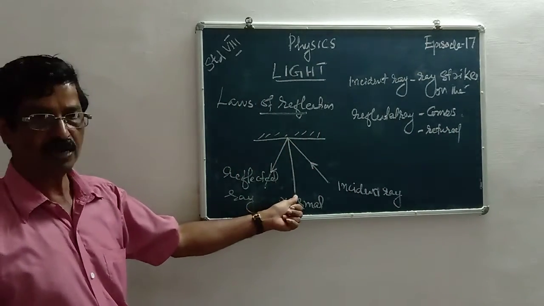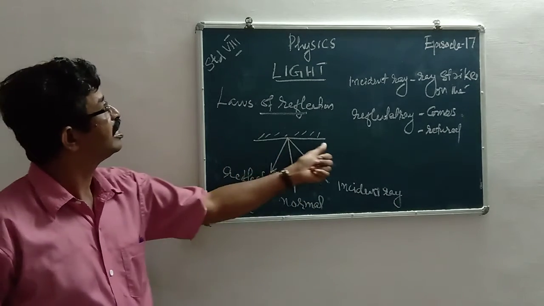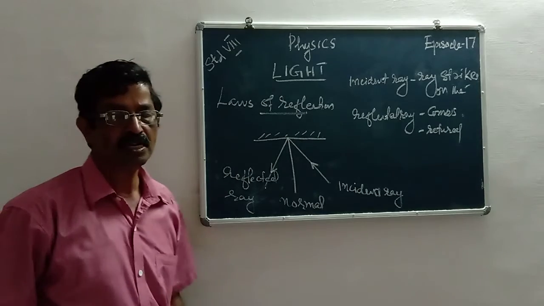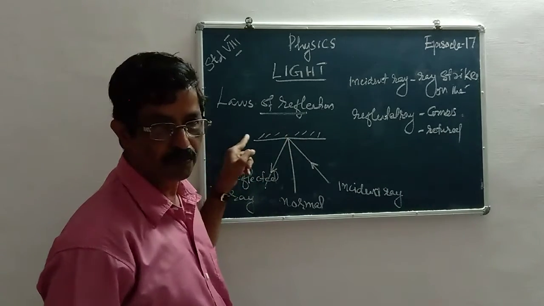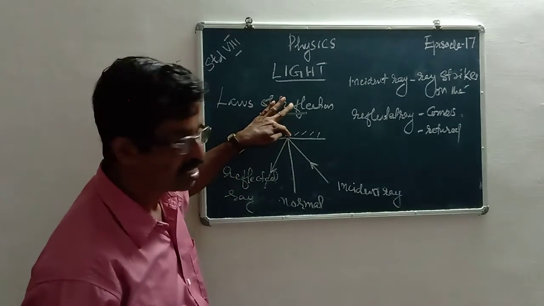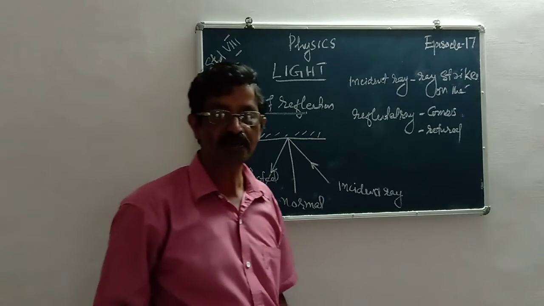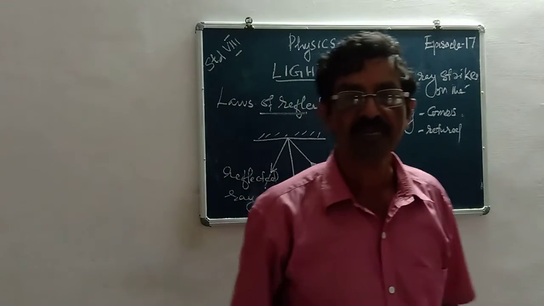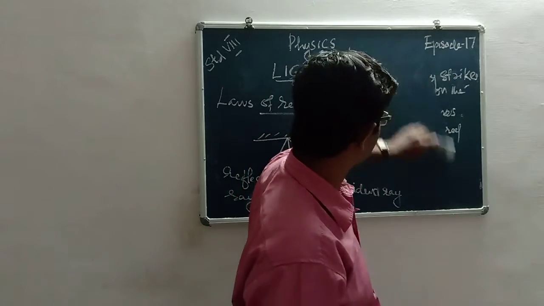And then normal. It is a line that is perpendicular, or which makes 90 degrees with this plane mirror at this point. That means at the point of incidence, and it is called normal. Now you got an idea about what is actually incident ray, reflected ray, and also normal.